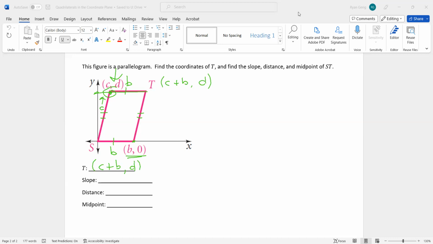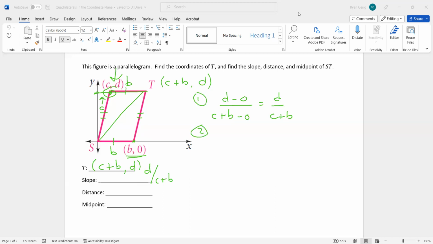Now we want to find the slope of ST. So ST is the diagonal. All right, so slope of ST would be y2, d minus 0 all over c plus b minus 0. So that's just d over c plus b. And that's your slope. So slope is d over c plus b. Again, not a pretty slope, but we're just using the formula. All right, so that was the slope one.